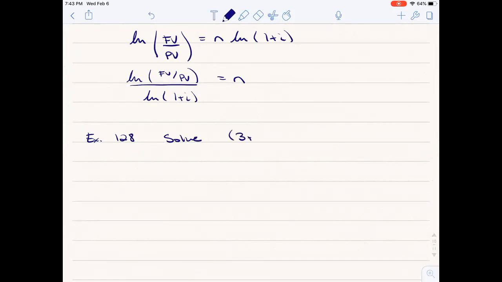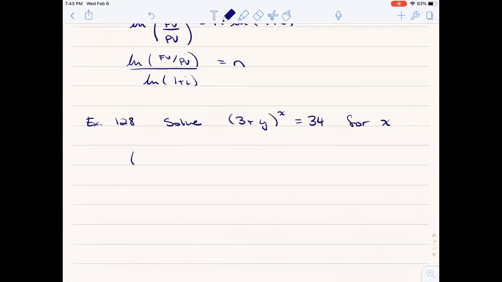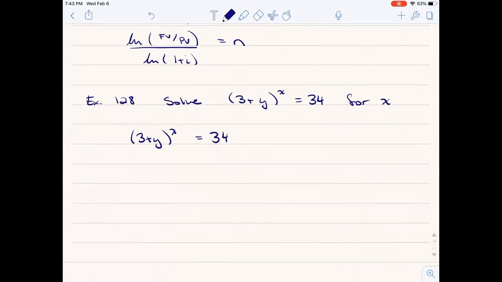Solve 3 plus y to the power of x is 34 for x. So now we have, I'll just rewrite it here, 3 plus y to the power of x is 34.